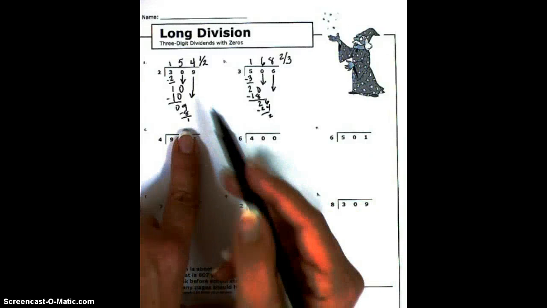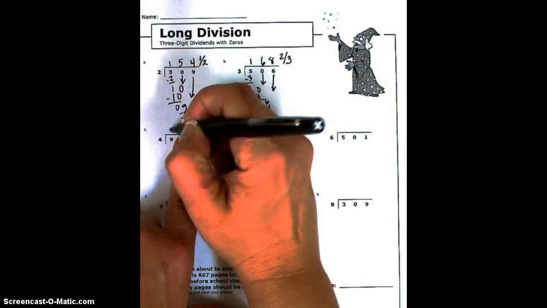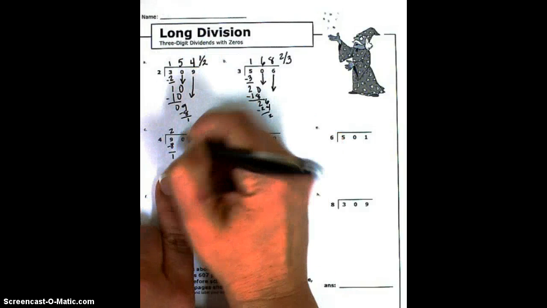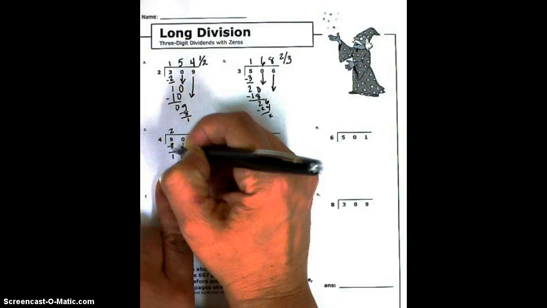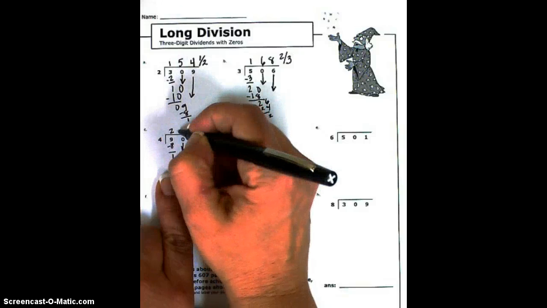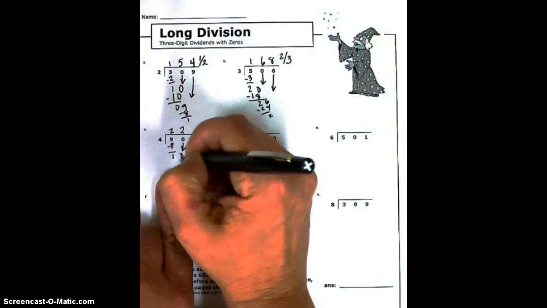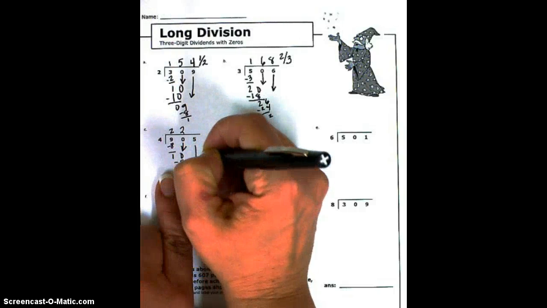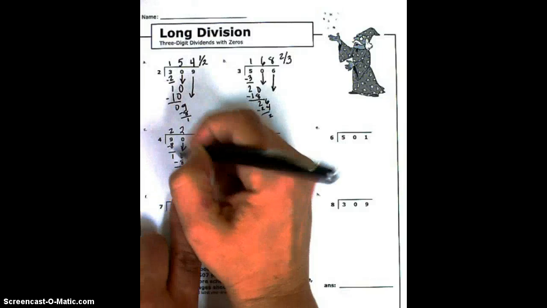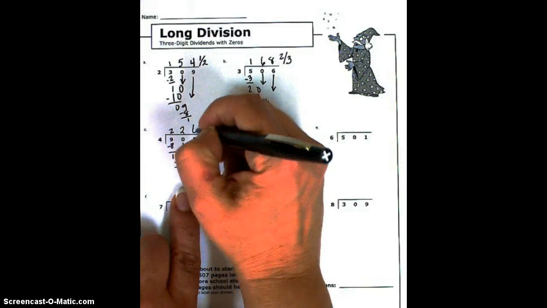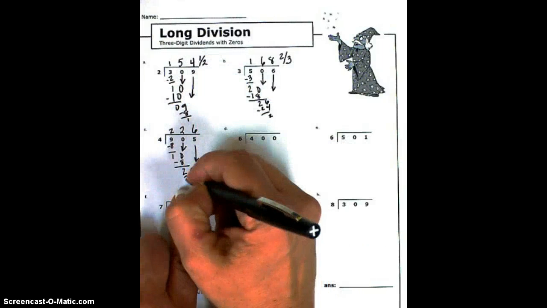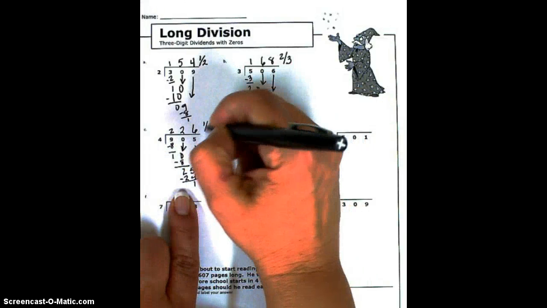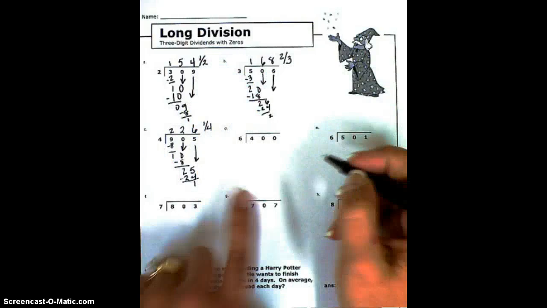Next one, 4 goes into 9 2 times. 8, subtract, and you get 1. Bring down your next digit, a 0. 4 times 2 is 8, so that's probably as close as we can get. Bring down a 5. 4 times 6 is 24. And we get a remainder of 1, or 1 over 4 if we want to do it that way.